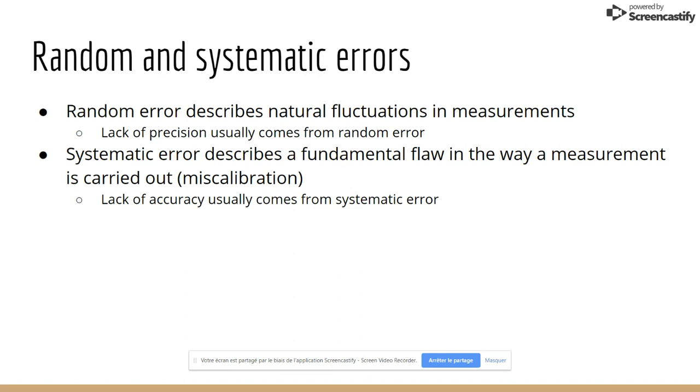The second type of error, which is something we really want to prevent, is systematic error, which describes a fundamental flaw in the way that a measurement is carried out, usually a miscalibration, and that's going to cause a lack of accuracy. For example, if somebody who is 150 pounds steps on a scale 3 times, and each time it says 95 pounds, that is systematic error. That scale is miscalibrated.